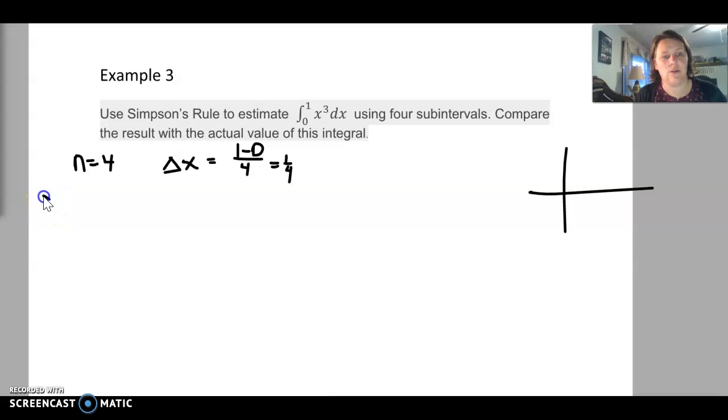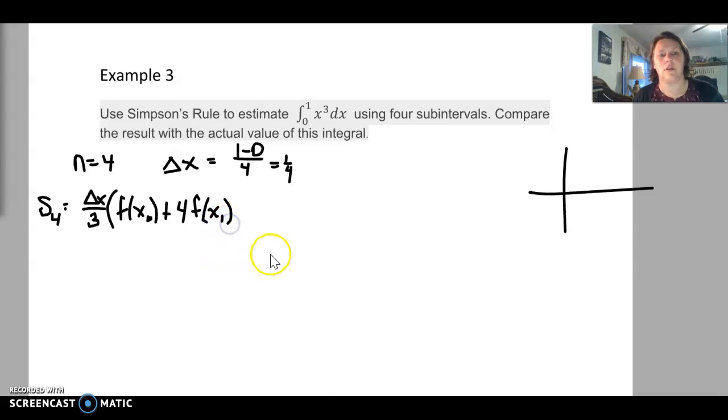And then we are going to use S sub 4 to represent that we are finding this area using Simpson's rule with 4 subintervals. The very first part is delta x over 3 times f of x sub 0, our first endpoint, plus 4 times f of x sub 1, our second endpoint, plus 2 times f of x sub 2. Let's get at least that far, and then we'll finish up.